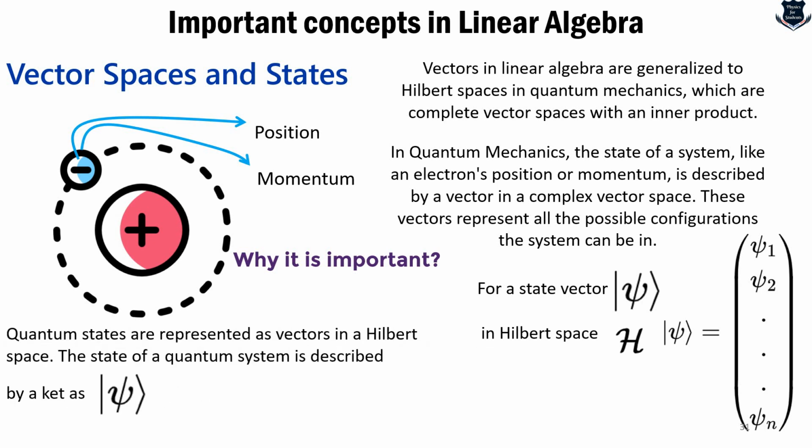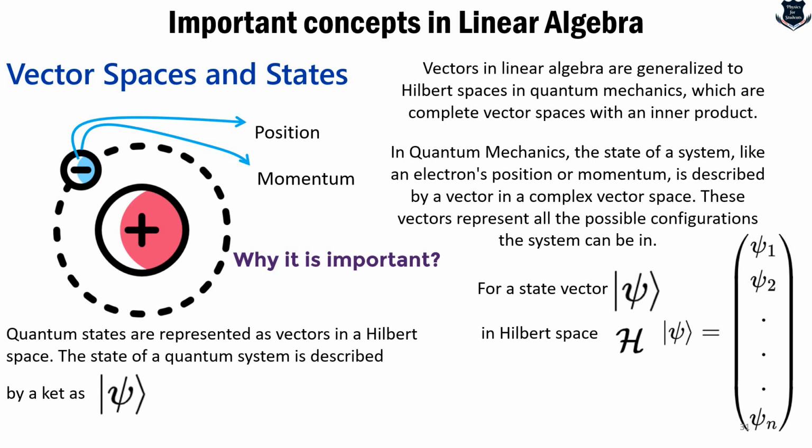And quantum states that are represented as vectors in Hilbert spaces are denoted by a ket. This is one, and it is very central. In order to determine anything, position, momentum, etc., what we need is a vector space, and we need a Hilbert space, and that is why vector spaces and states are important.